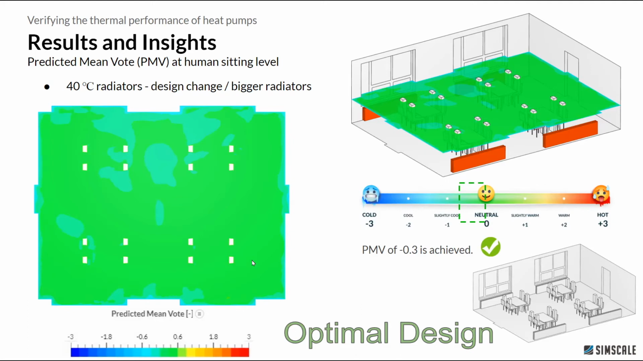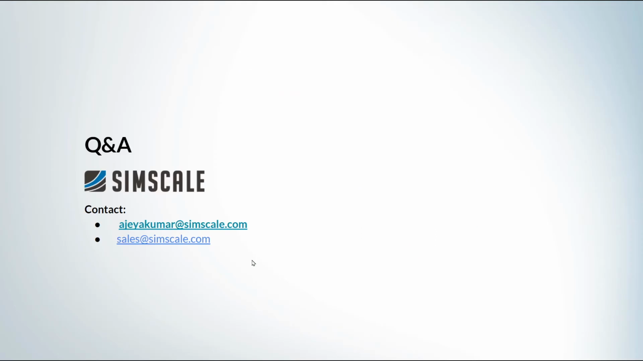Also, the PMV results show that the thermal comfort is slightly near the neutral regime of thermal comfort, which is somewhere around minus 0.3. Hence, we already found the optimal design from these 17 different configurations using CFD within 3 to 4 hours of simulation time. Thanks for listening until now.